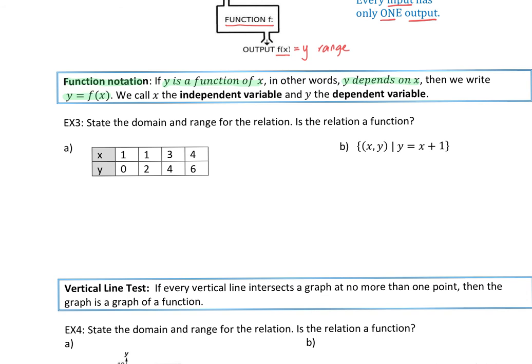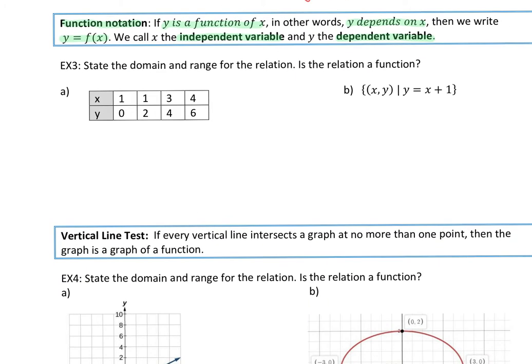So we call x the independent variable because we can choose whatever we want, any x value from our domain. But the y value is dependent on what x we put into our function. So y is dependent, x is independent.